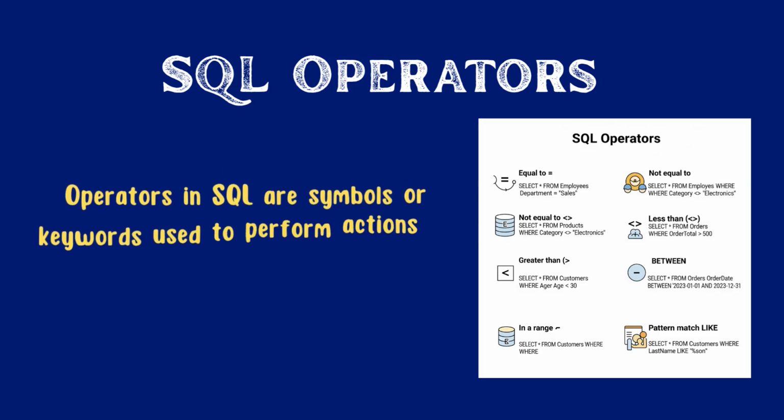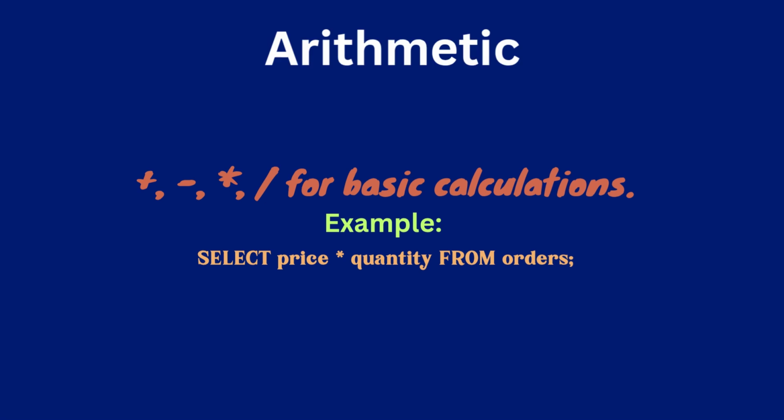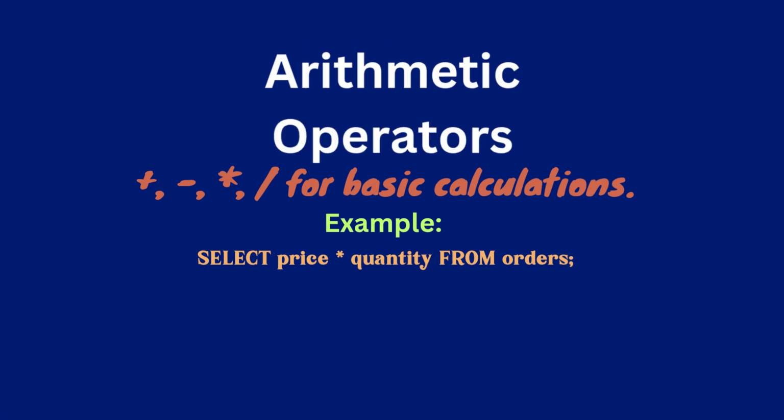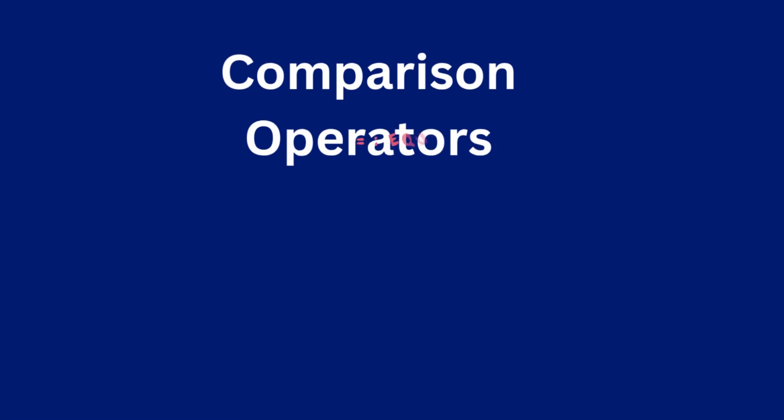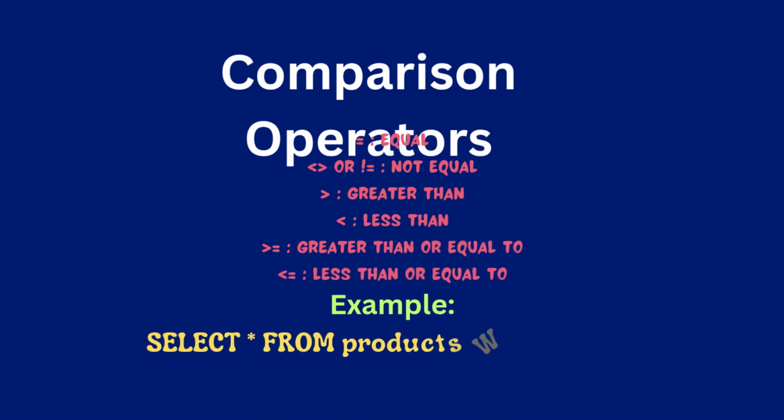Operators in SQL are symbols or keywords used to perform actions on data. Let's break them down. Arithmetic operators: addition, subtraction, multiplication for basic calculations. Example: SELECT price * quantity FROM orders. Comparison operators: equal, not equal, greater than, less than, greater than or equal to, less than or equal to. Example: SELECT * FROM products WHERE price > 100.